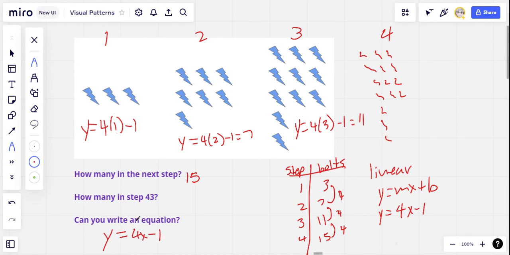Now we can use that equation to calculate the number of lightning bolts in step 43. So y equals 4 times step 43 minus 1. So let's see, 4 times 43. 4 times 40 is 160, and 4 times 3 is 12. So that's 172 minus 1. So that's 171 lightning bolts in step 43.